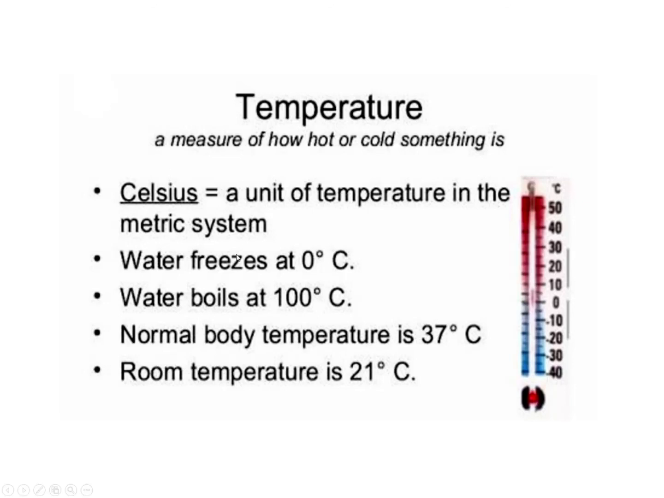Celsius: when water freezes, that will be 0 degrees centigrade. Then water boils at 100 degrees centigrade. Then normal body temperature is 37 degrees Celsius, and room temperature is 21 degrees Celsius. These are the points in which we measure, following the examples given to you all here.